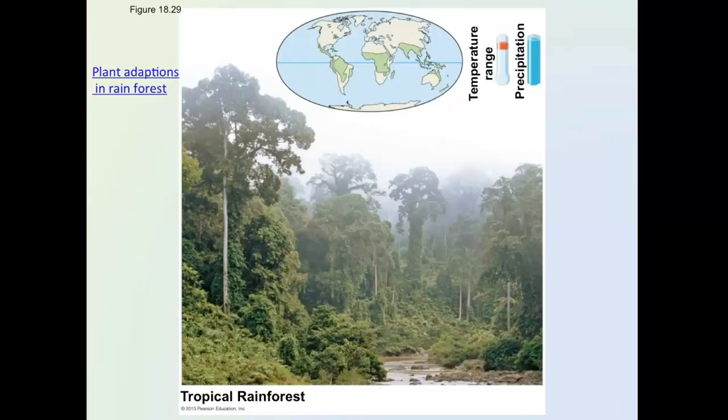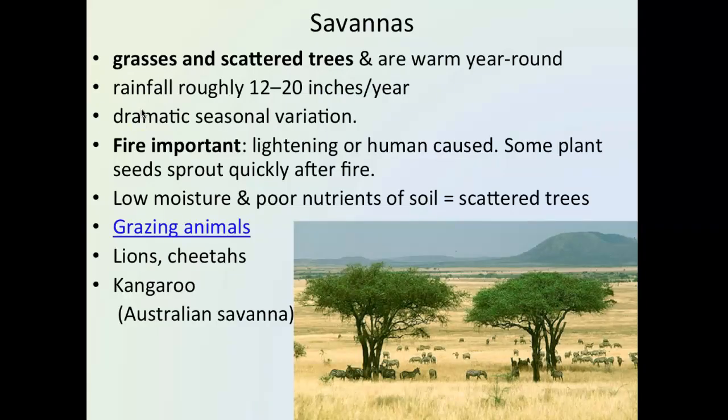So here is our tropical rainforest, and I'll put this clip either in your lab exercise or in the module. Next up is savanna. Savannas are marked by grasses and scattered trees. It's warm year round, right? You have some rainfall. You have seasonal variation, so there's a wet season and dry season. Fire is an important factor in savannas. Some plants have been so adapted to fire that they sprout very quickly after a fire.